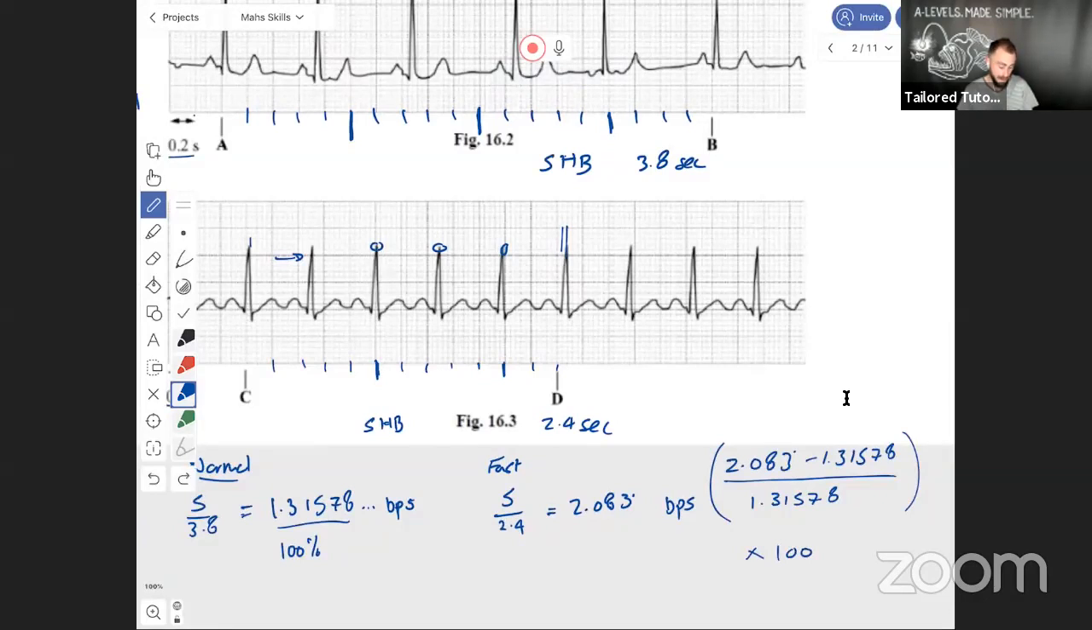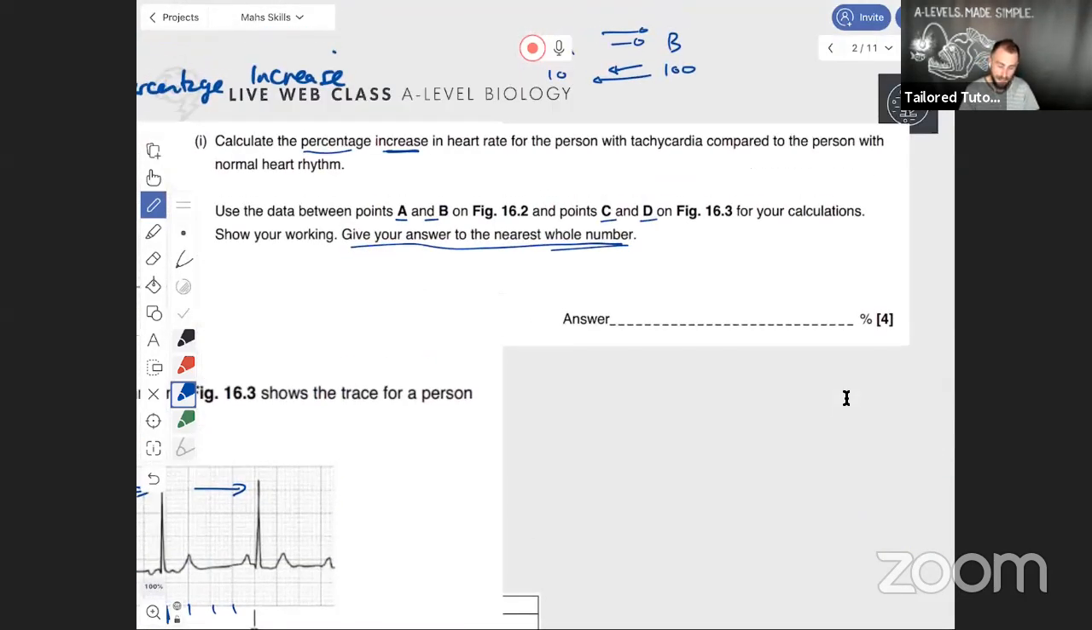I want to do the big one first. So it would be open bracket 5 divided by 2.4 close bracket minus open bracket 5 divided by 3.8 close bracket, equals, divided by 5 divided by 3.8 instead of keying in 1.3 something. This number times 100 on my calculator comes out at 58.33 recurring percent. But what does the actual question ask us to do? To the nearest whole number. 58.